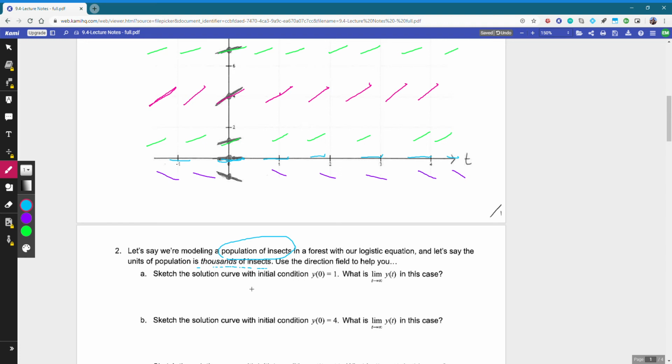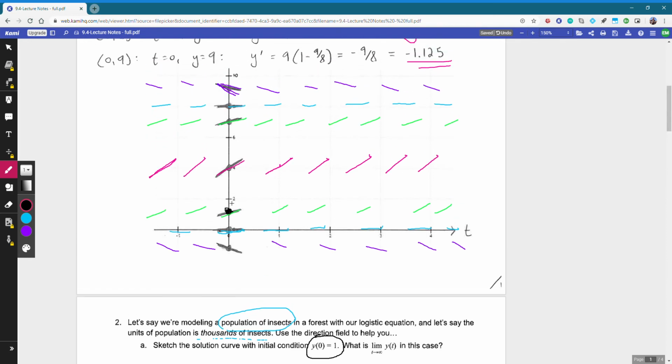I'm starting with the solution curve with initial condition y of 0 equals 1. And so if y of 0 equals 1, that means our solution curve goes to the point 0, 1. So actually right here. And so here is our point 0, 1 that we're based at. And recall the idea of the direction field is that a solution to our differential equation would move through this direction field perfectly, matching the correct slope at each and every point.